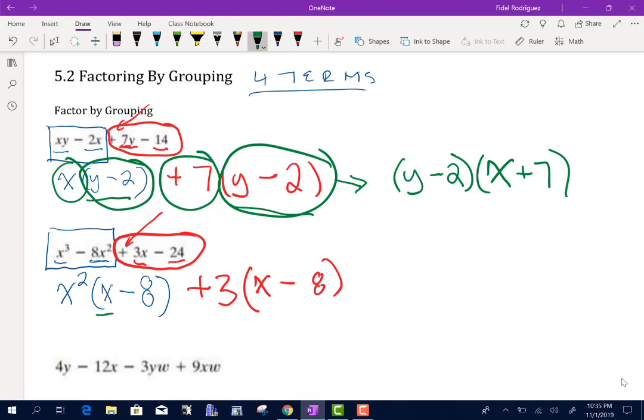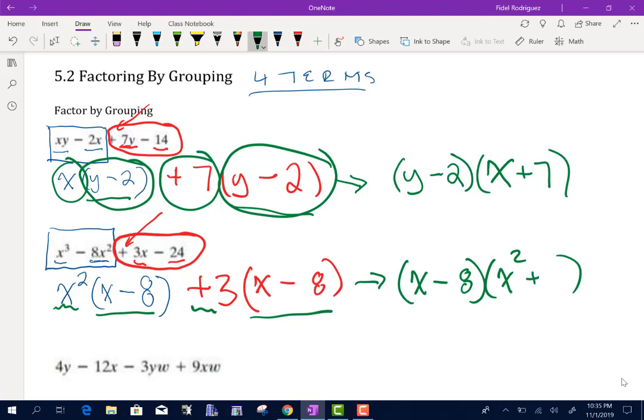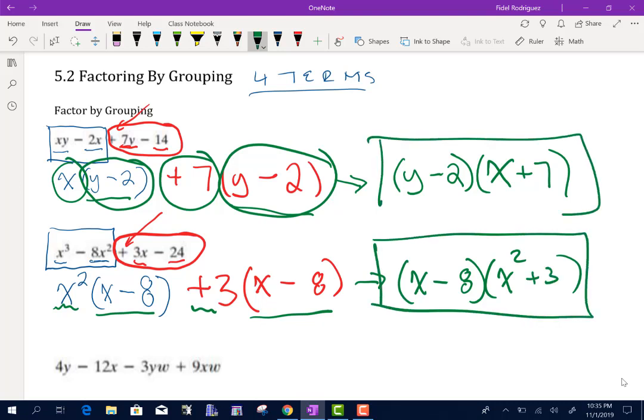Then again, if those pieces match up, which they do, that means we did this right: x minus 8. And if you remember, this piece here and that piece there are going to make my second factor, x squared plus 3. So here's my answer for both those two.